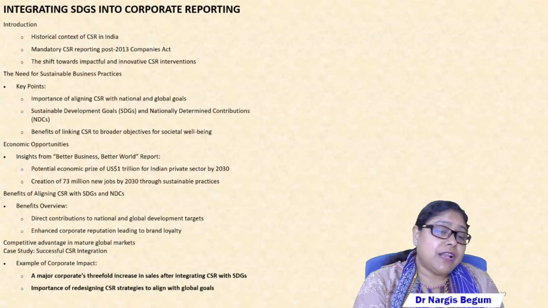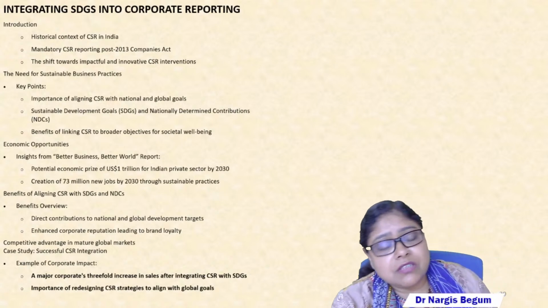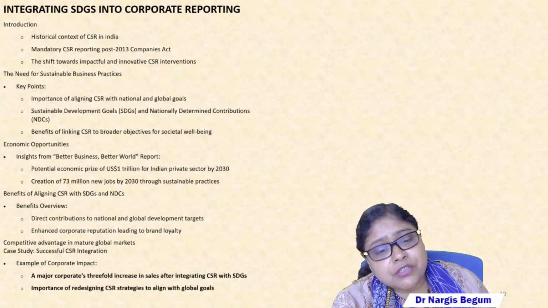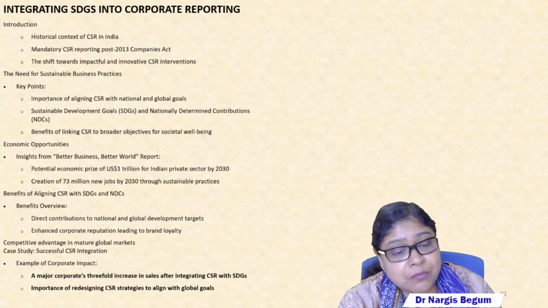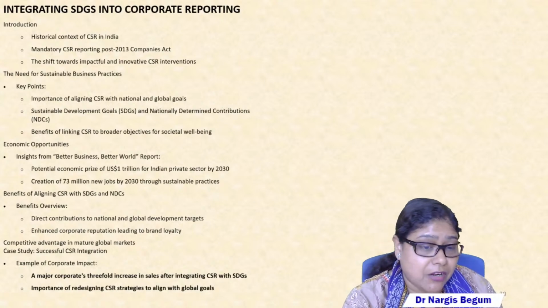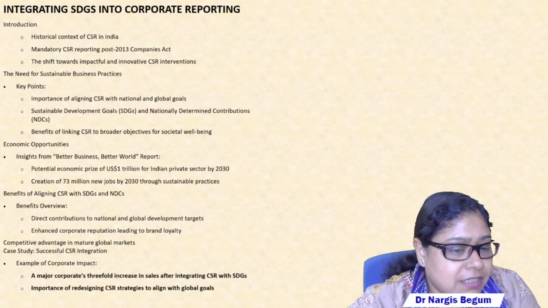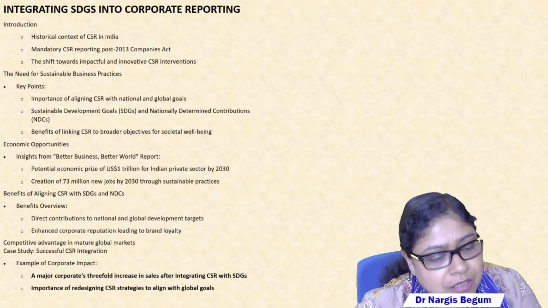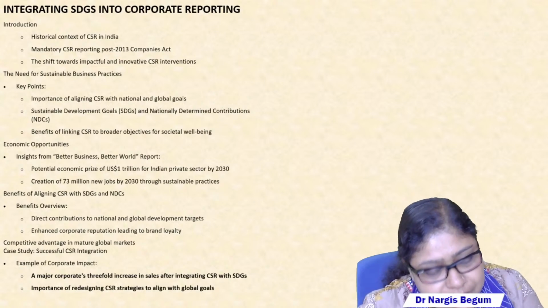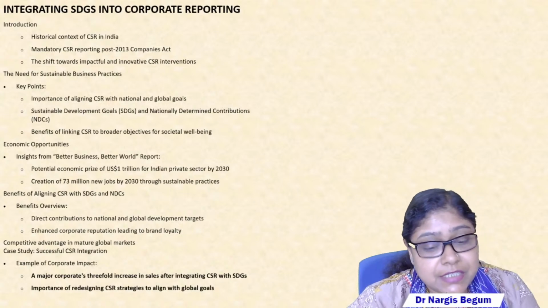What is the benefit of aligning the CSR with the SDGs and the NDCs? There is a direct contribution to the national and the global development targets. There is enhanced corporate reputation that leads to brand loyalty. There is a competitive advantage in the mature global market. Now, for example, we can take an example from the corporates: a major corporate saw a threefold increase in sales after integrating CSR.